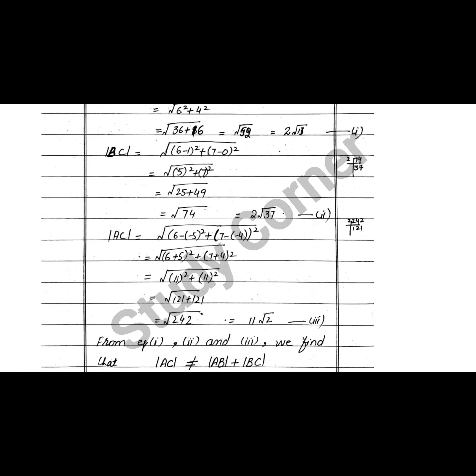As we know, from these three equations, we find that AB's distance came as 2 square root 13, BC came as 2 square root of 37, and AC came as 11 square root of 2. Now, according to the condition, the sum of AB and BC should be equal to AC.